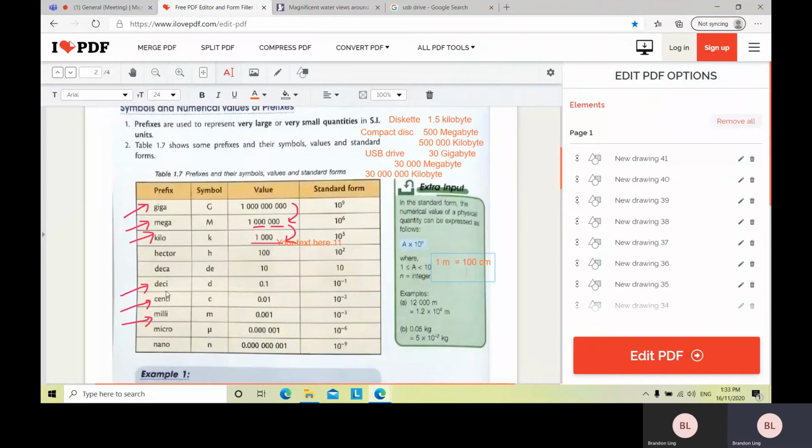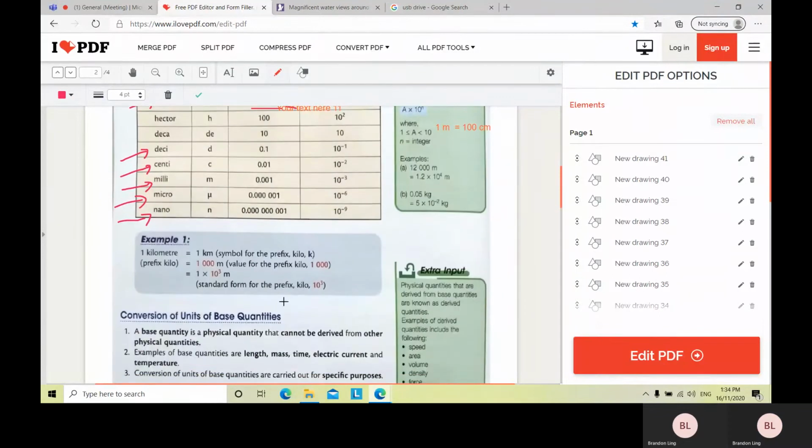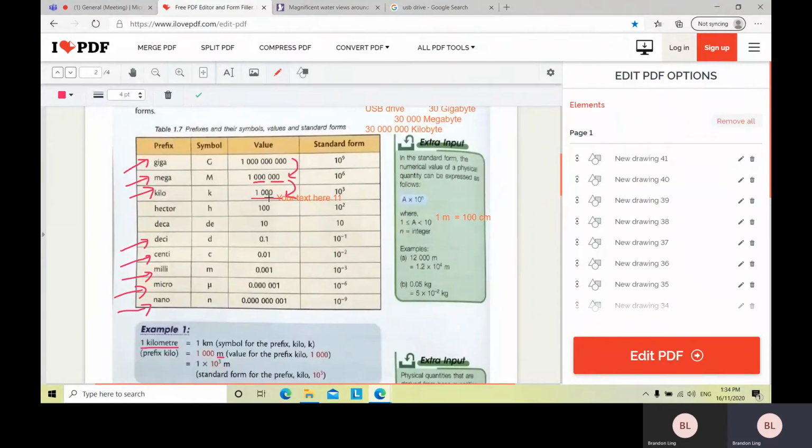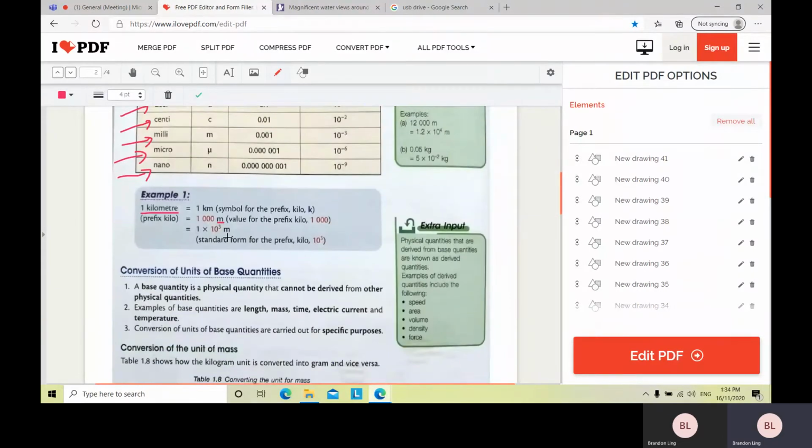Of course, you have milli, whereby you need to multiply by 0.001. And then micro, which is even smaller. And lastly, the nano. So here you have one example, 1 kilometer. How do you convert kilometer to the unit of meter? Basically, you just multiply by 1,000. So 1 kilometer multiplied by 1,000, you get 1 times 10 to the power of 3 meter.